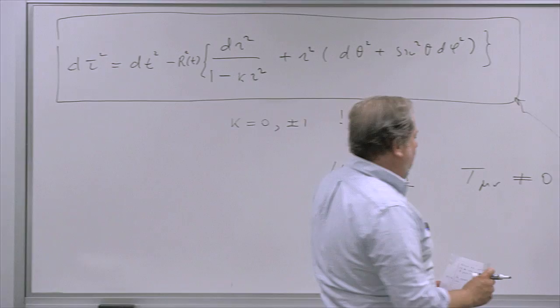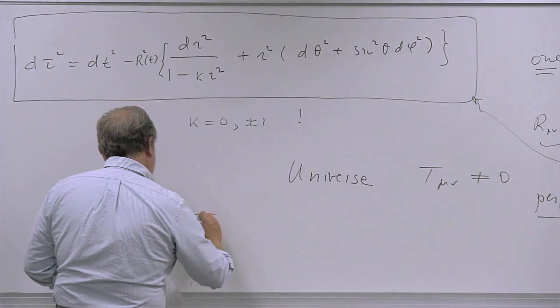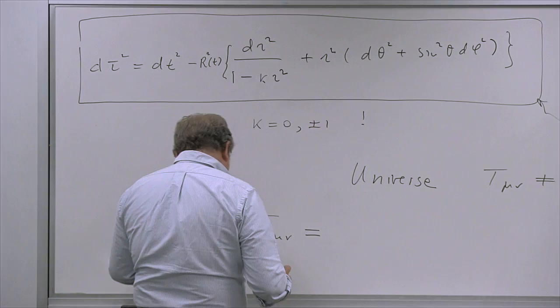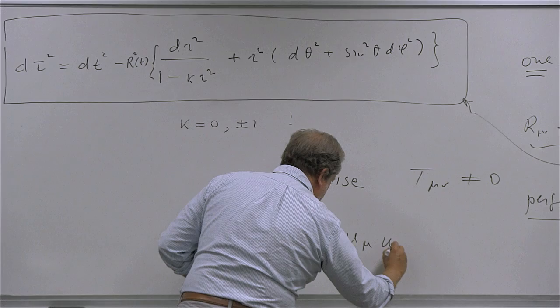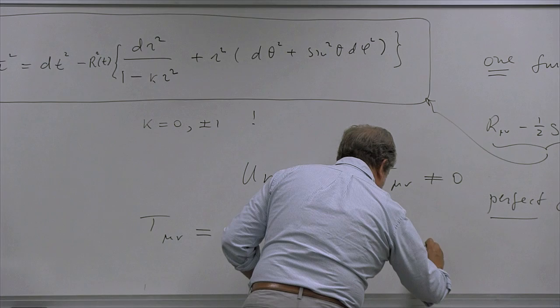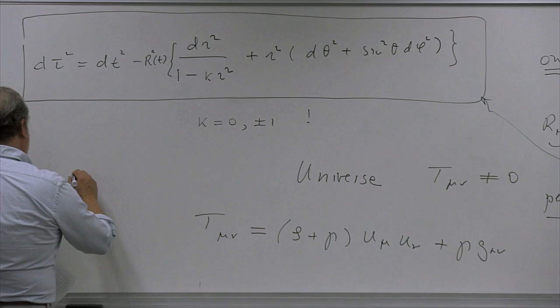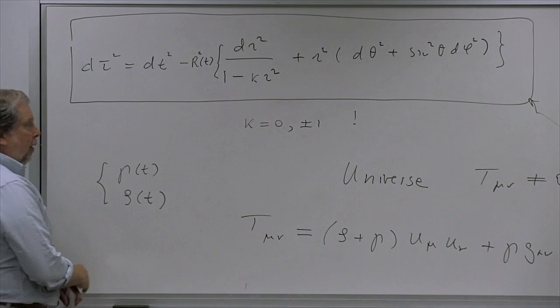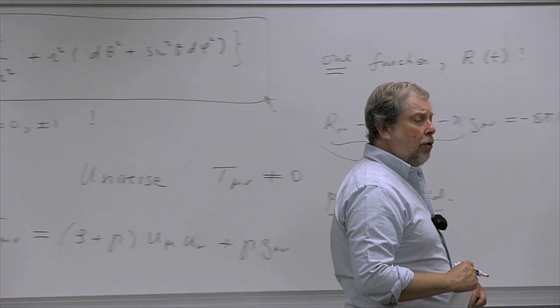And so it's a perfect fluid. So that means that T mu nu is going to be equal to rho plus P times U mu U nu, right? And then plus P, the pressure term, times g mu nu, right? And so we will be after functions P of t and rho of t that satisfy the field equation as well. So we are going to have, in fact, three functions that we need to determine, and not just one, not just a scale factor.